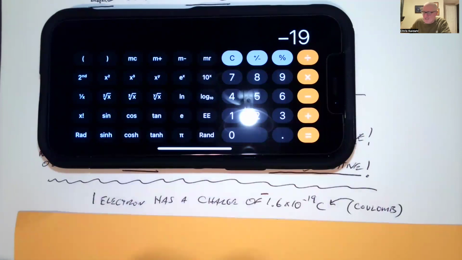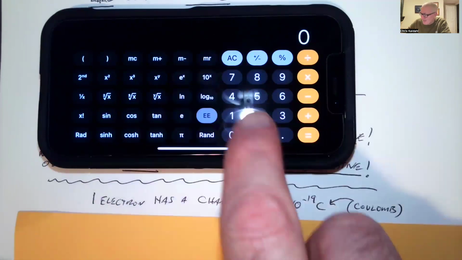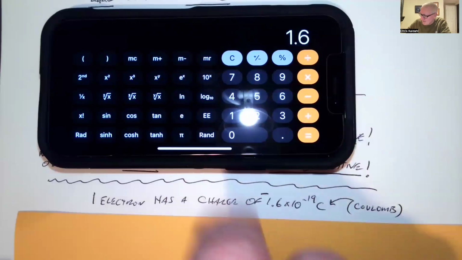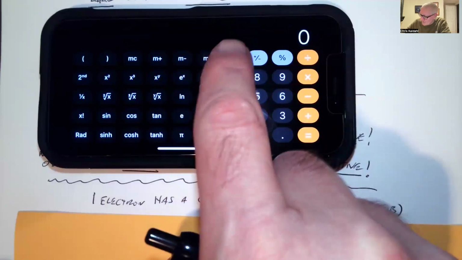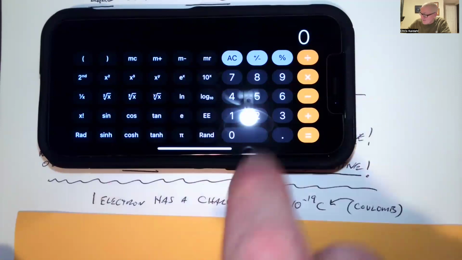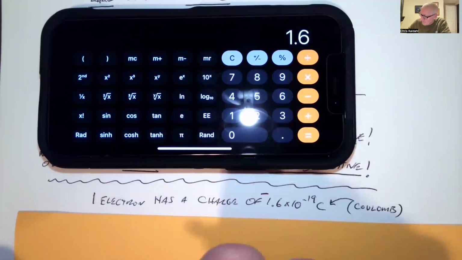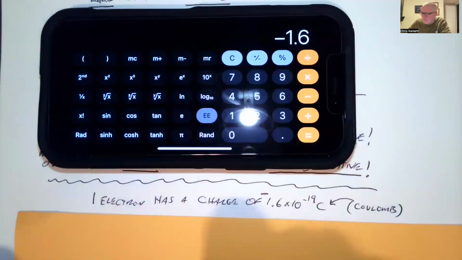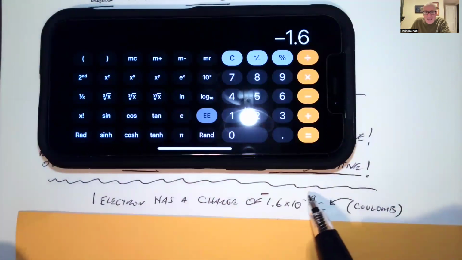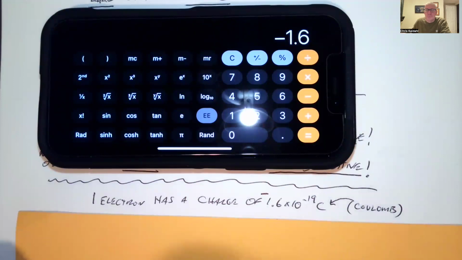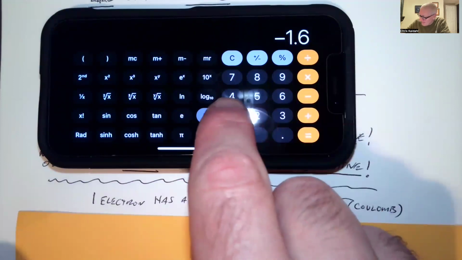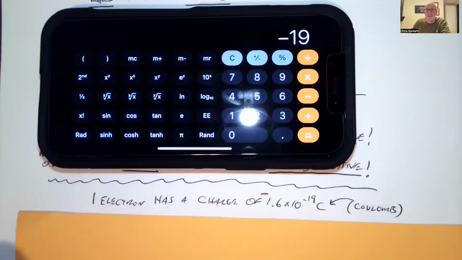So if I'm going to do 1.6 times 10 to the negative 19th, let me just repeat that. I'm going to go 1.6 EE. Whoa, should clear that out, all right? And technically, since I'm talking about an electron, it's really a negative 1.6. And then I'm going to hit EE. And now what the calculator is expecting, whatever I put in, is this exponent that I have on the times 10 to the. So I'm going to go ahead and type in 19 negative. All right. So that's how you put in 1.6 times 10 to the negative 19th.